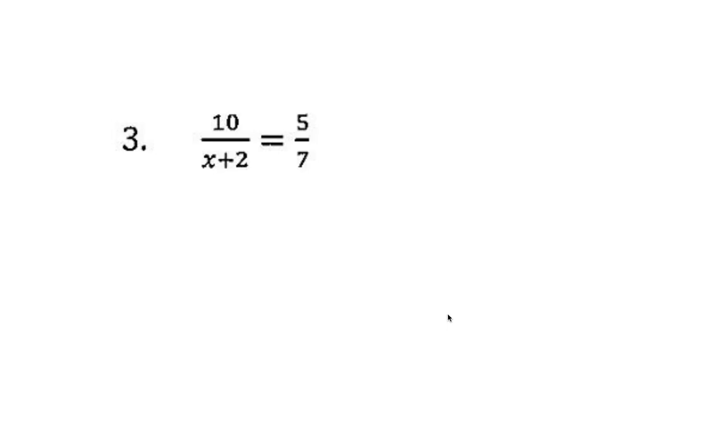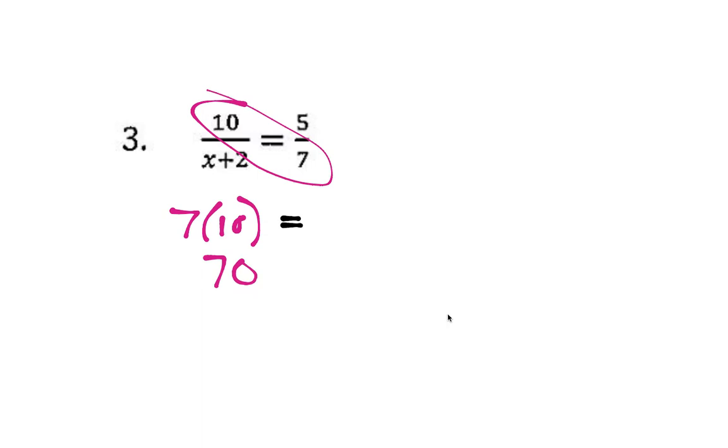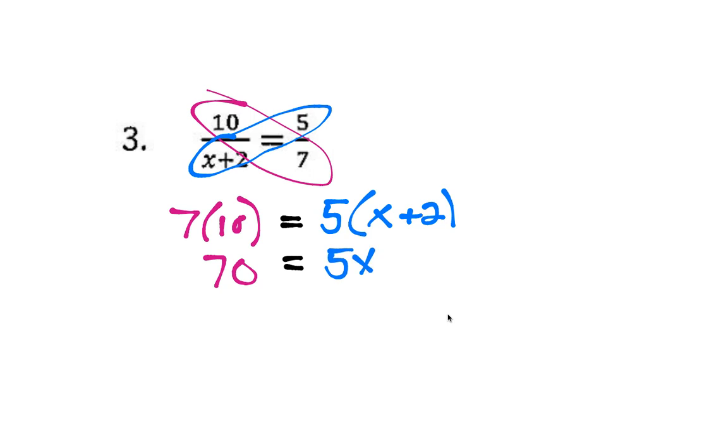All right, solve the proportion. These are going to be algebraic. So that's 7 times 10, which is 70. And this is 5 times x plus 2, which is 5x plus 10.